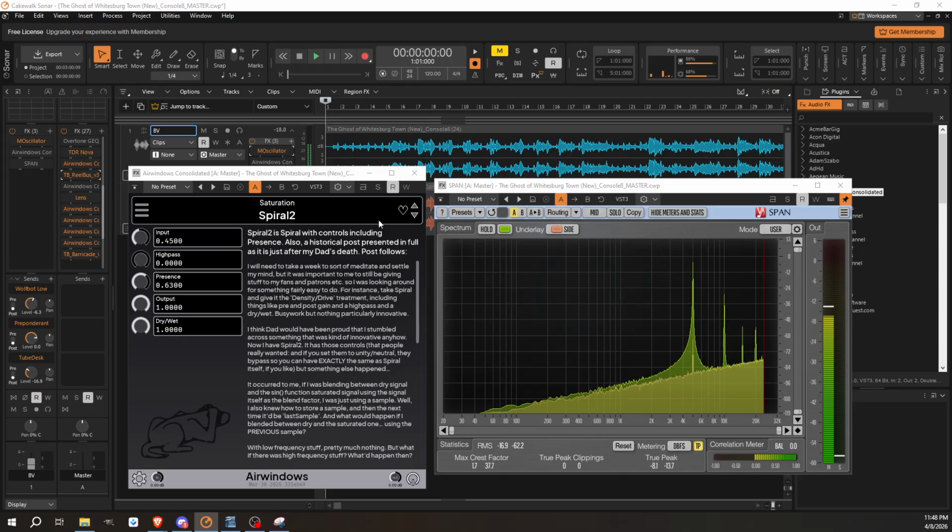So look what happens when I bypass Spiral 2. That is aliasing that's being generated by Auburn Sounds Lens later in the chain. Spiral 2 is earlier in the saturation core, early in the chain, and it's conditioning the signal such that when it hits Auburn Sounds Lens, it's preventing Lens from doing this. So I'll unbypass it again.